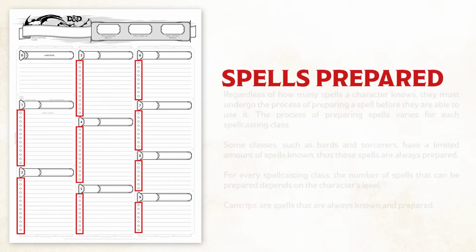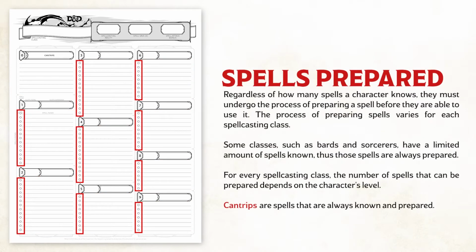Spells prepared. Regardless of how many spells a character knows, they must undergo the process of preparing a spell before they are able to use it. The process of preparing spells varies for each spellcasting class. Some classes, such as bards and sorcerers, have a limited amount of spells known, thus those spells are always prepared. For every spellcasting class, the number of spells that can be prepared depends on the character's level. Cantrips are spells that are always known and prepared.